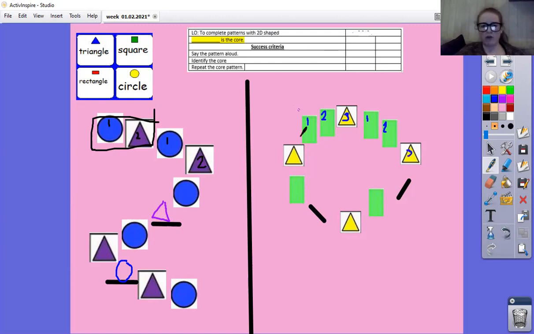My core is green rectangle, yellow triangle. And here is a repetition of my core. So if my core is going to go on down here, what is the next part of my core going to be? So it's going to start again here. My core is going to be a green rectangle. So green rectangle, yellow triangle. Going this way, what's the next part going to be? Green rectangle, yellow triangle. Fantastic.